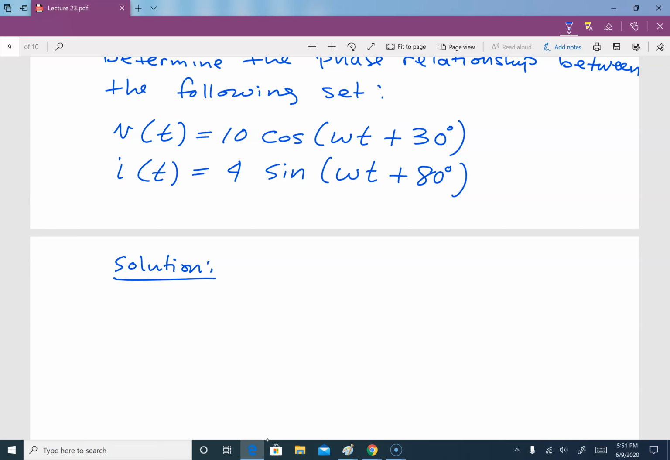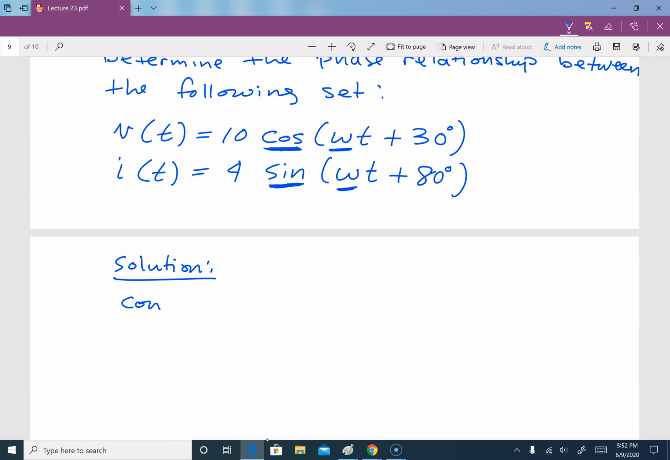This is our solution here. First, if you look at the omega here and the omega here, they are equal. So they have the same frequency. That is great. However, over here I have a cosine and over here I have a sine. So we have the choice whether to convert the cosine to sine or the sine to cosine, so that both have the same expression.